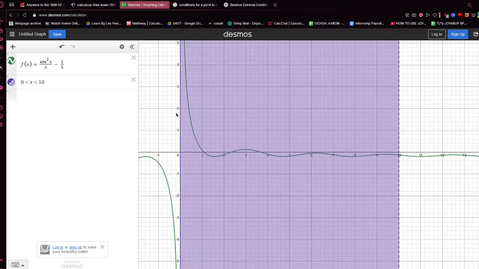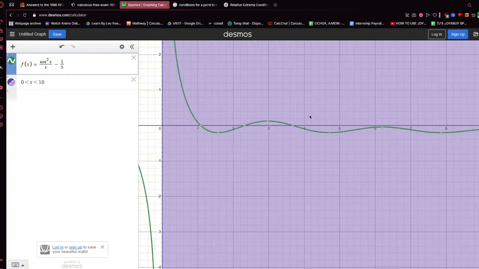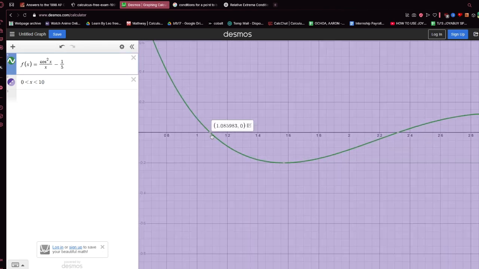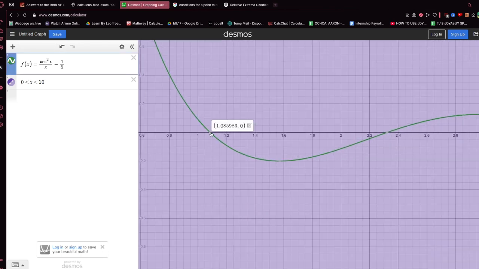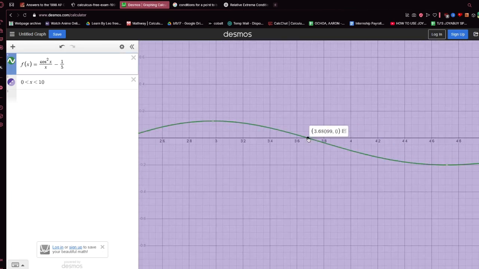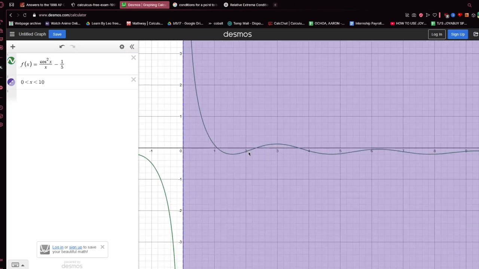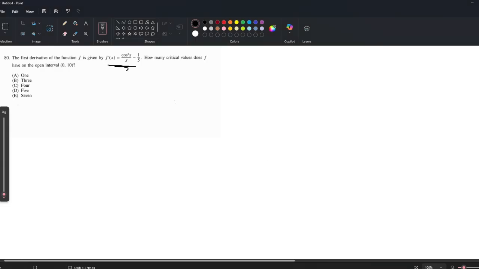So we understand what we're looking at right here. The green curve is the graph of cosine squared x over x minus 1/5, and this purple shaded area is our window from 0 to 10. There's a critical value right here because it crosses the x-axis, so that's 1. There's another one right here, so that's 2. And there's one more here, so that's 3. In that entire interval, we only have 3 times where f prime of x crosses the x-axis, so we only have 3 critical values. B is going to be our answer.